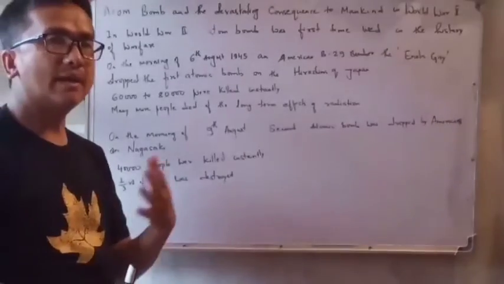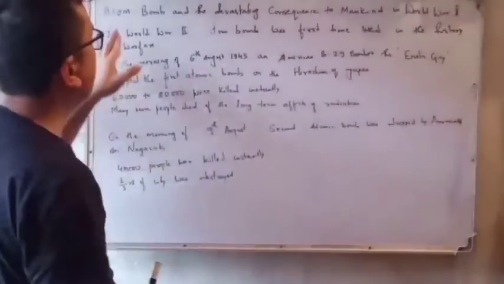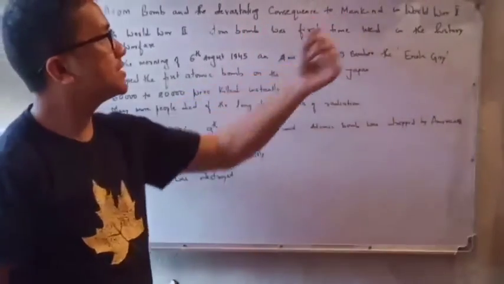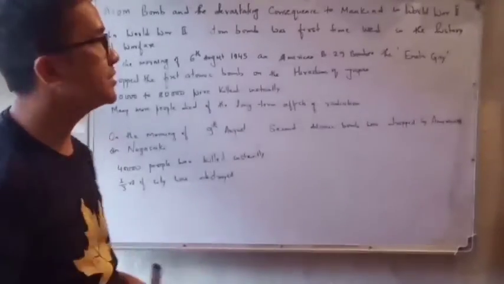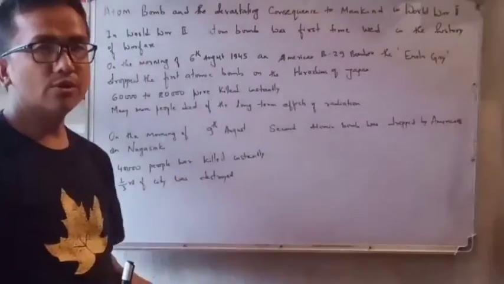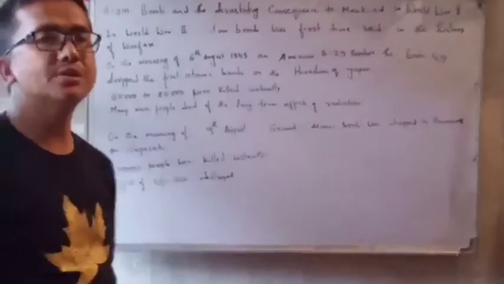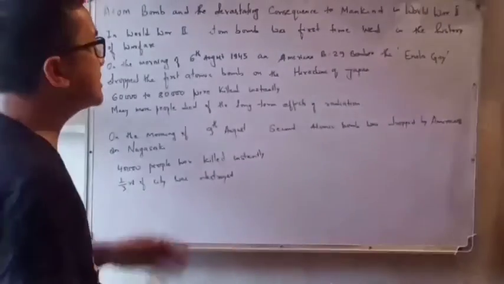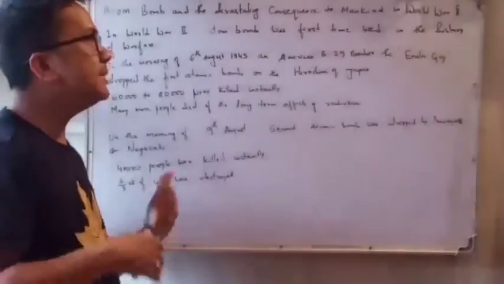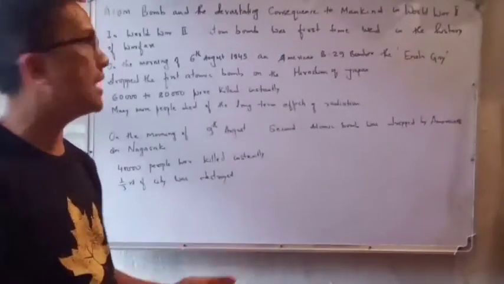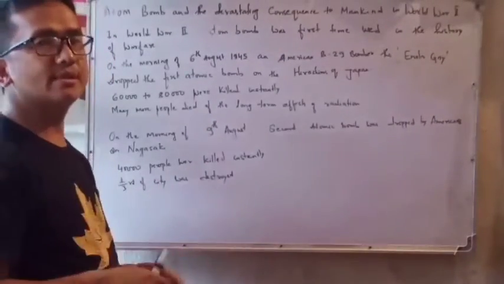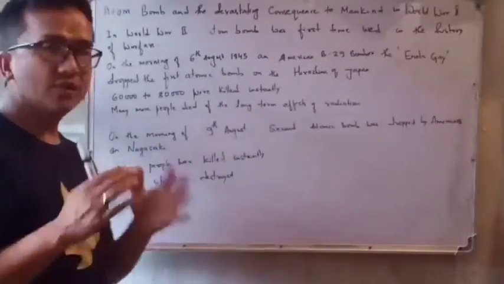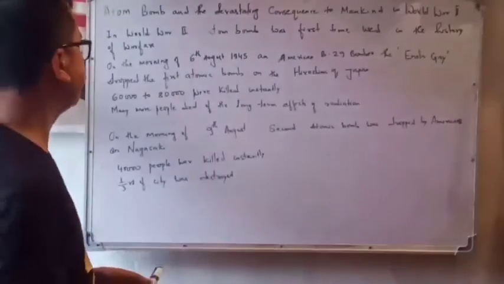Nuclear fission is applied in the atom bomb. The atom bomb had a devastating consequence to mankind in World War II. We are going to discuss this. During World War II, the atom bomb was used for the first time in the history of warfare. On the morning of 6 August 1945, an American B-29 bomber named Enola Gay dropped the first atomic bomb on Hiroshima of Japan.